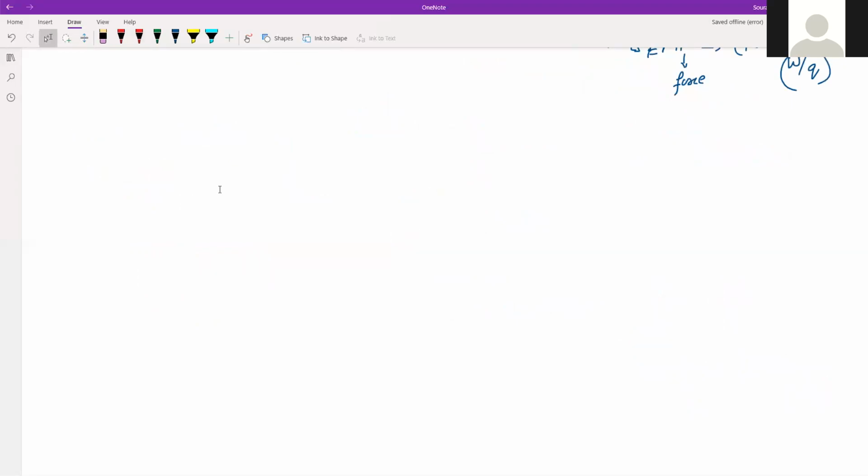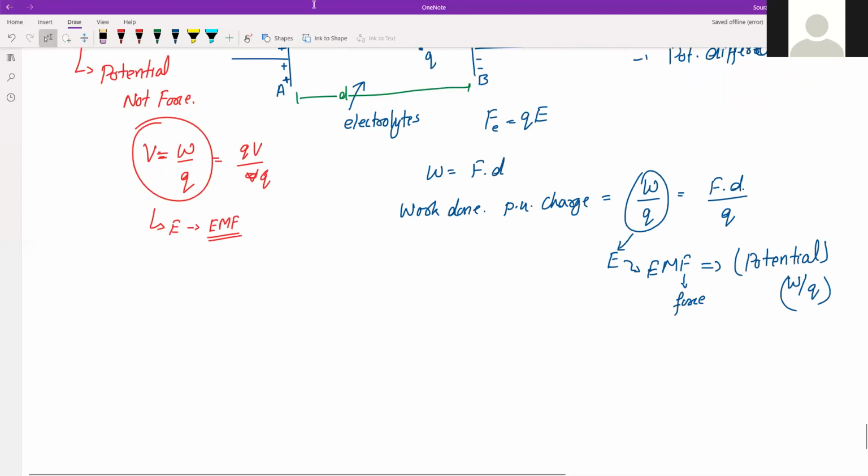Right? Because it is potential, what will be its unit? Potential's unit is V, where V represents volt. So the unit is V.